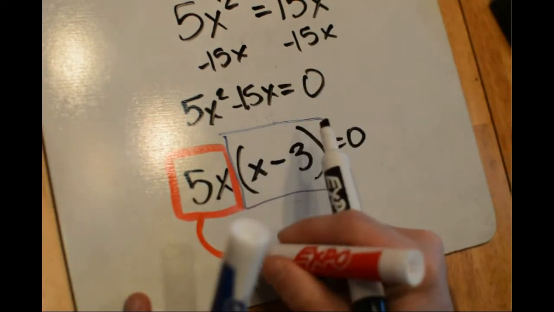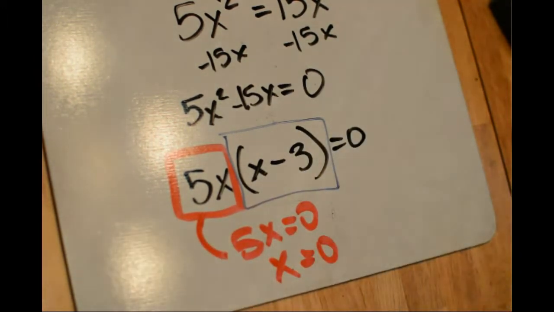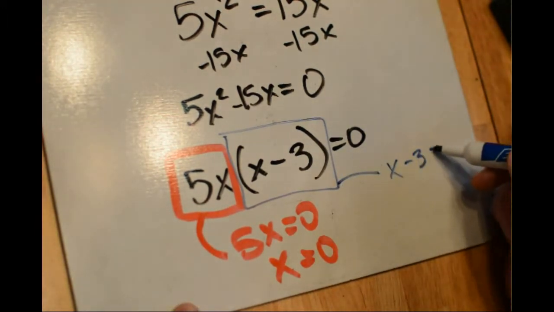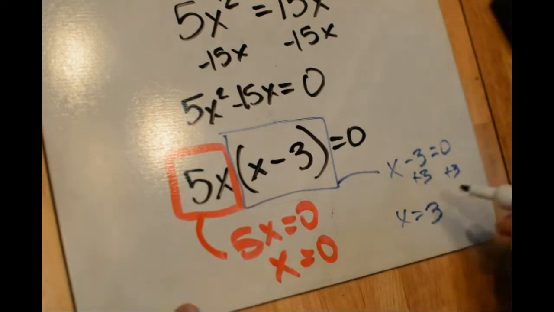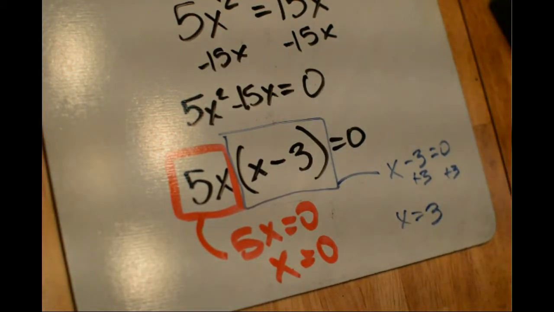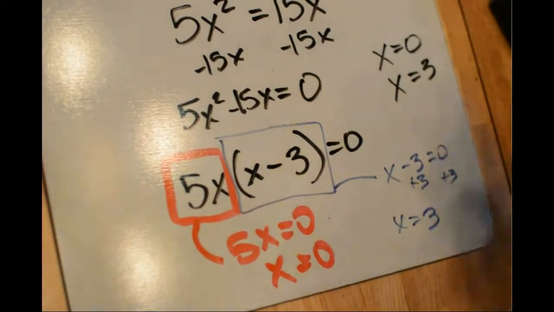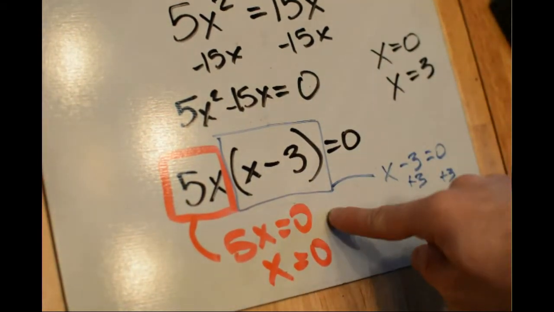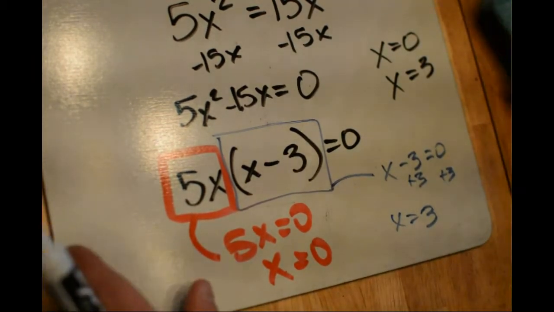So when we take this first one, 5x equals 0, divide both sides by 5, and x is 0. It's one of our solutions. And x minus 3 equals 0. Add 3 to both sides, and x is equal to positive 3. So it looks like we have two solutions here of x equals 0 and x equals 3. And we did that by first getting it equal to 0, factoring out the GCF, setting each factor equal to 0, and then solving each part.